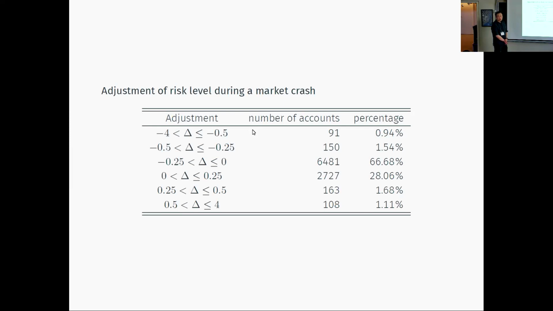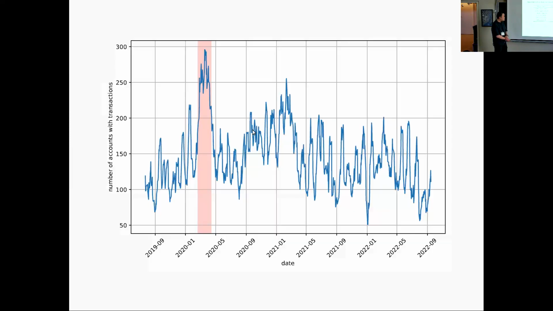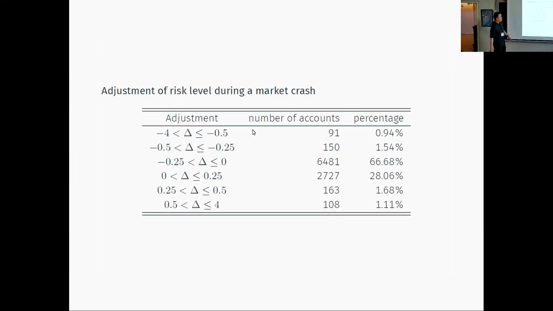Sorry, the previous slide. Do we know how many of those are just trades, right? These are the number of accounts with a transaction. We don't necessarily know if it was a net buy or sell. No. These are the number of clients who had at least one transaction on each day. Okay. And then this plot is what they did.